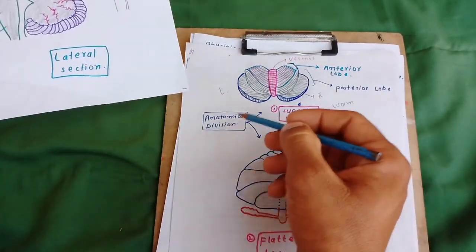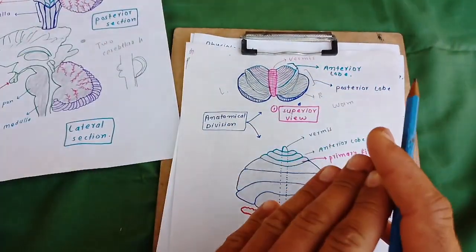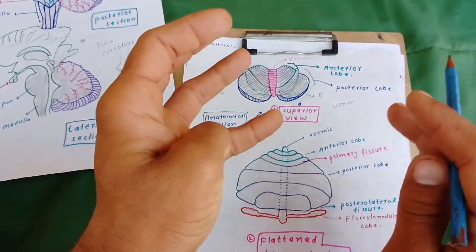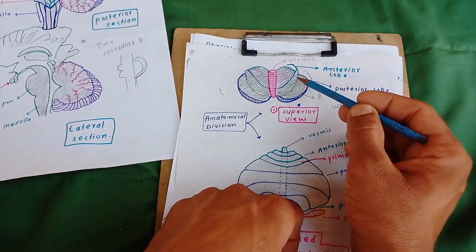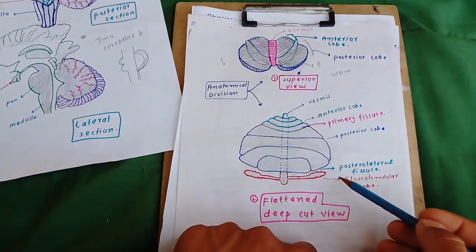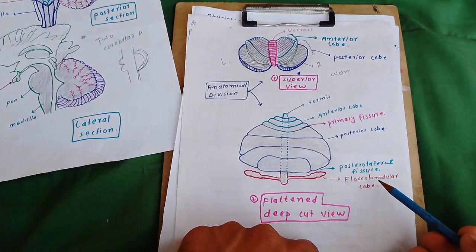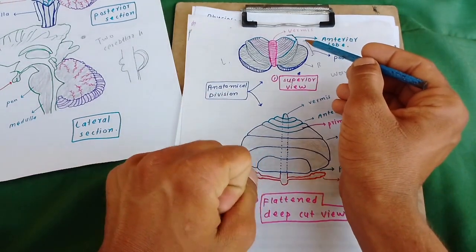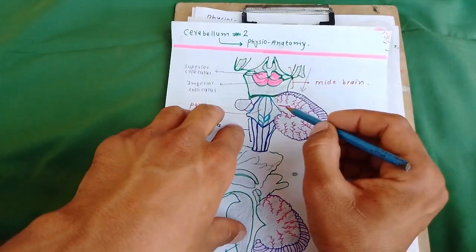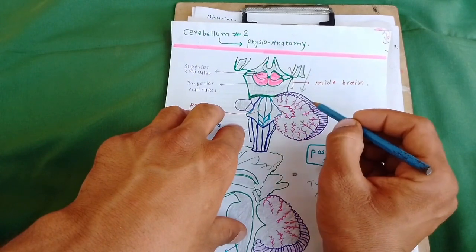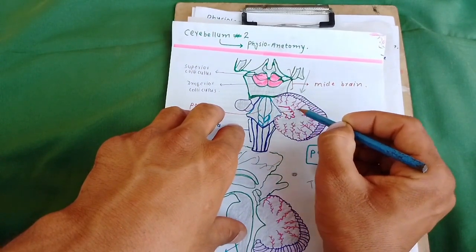This is the anatomical division. The cerebellum consists of three main lobes. One is called the anterior lobe, the other is called the posterior lobe, and the third one is called the flocculonodular lobe. What is the anterior lobe? The anterior lobe is like this one. This is the anterior lobe.